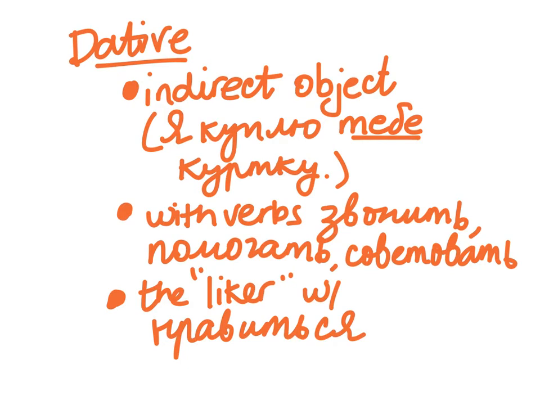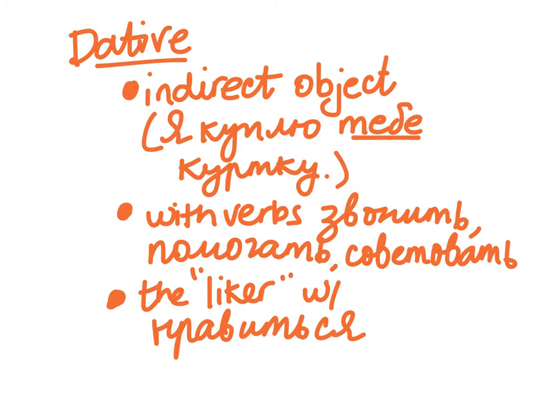Dative we use with the indirect object, the person who is kind of to or for the action of the verb. So, я куплю тебе куртку. I will buy you a jacket. The jacket that is the thing that's being bought, so that's accusative direct object. But you are the thing for whom it's being bought. Indirect object, dative. Dative is used with certain verbs like звонить, помогать, советовать.